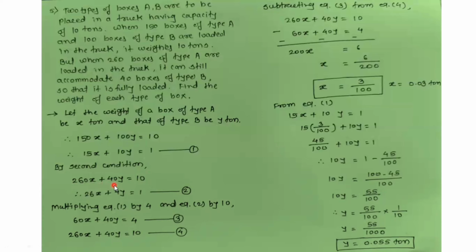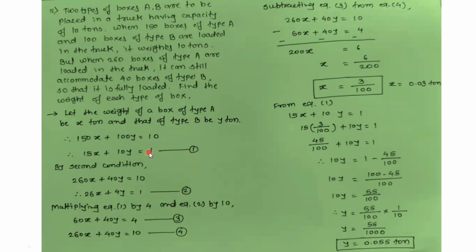So if we add these two, the truck will be fully loaded, and we are given that the truck has a capacity of 10 tons. That's why we get another equation, 260x plus 40y is equal to 10. If we divide this again by 10, we will get 26x plus 4y is equal to 1. This is equation number 2.